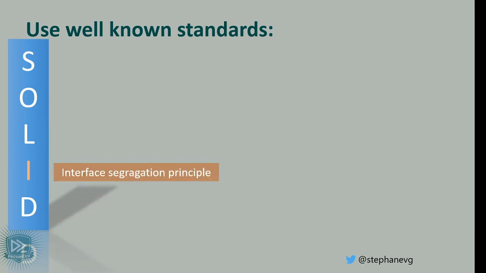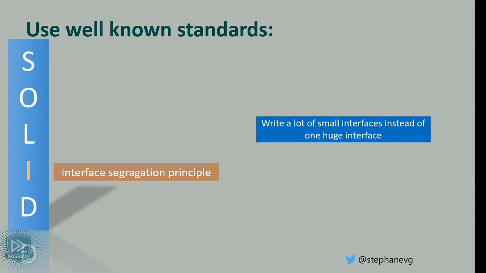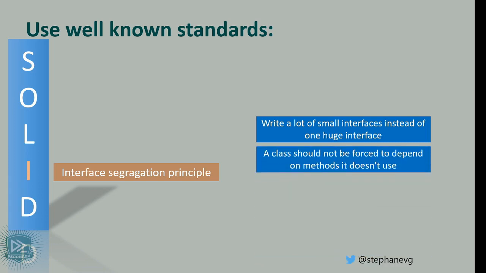I, interface segregation principle. This is also something more for real class-based languages. So write a small interface instead of one huge class. We don't have interfaces in PowerShell, which is actually not a problem. We can implement C# interfaces, but we cannot write our own interfaces, which is not a big deal, because we can simply write one parent class, pretend that it is an interface, and inherit from it. And a class should not be forced to depend on methods it doesn't use.